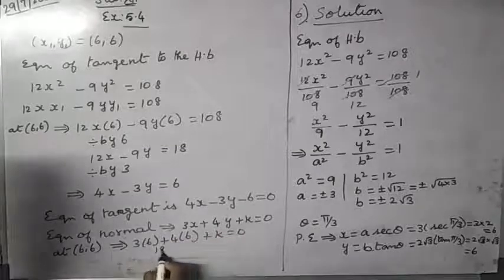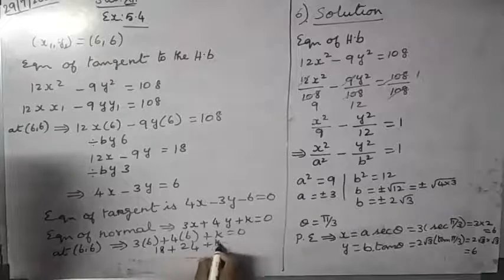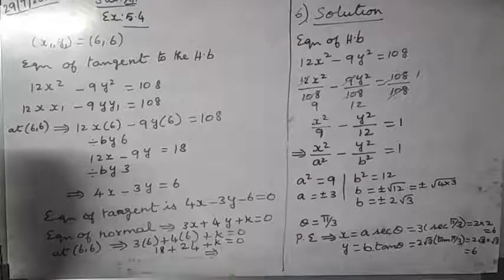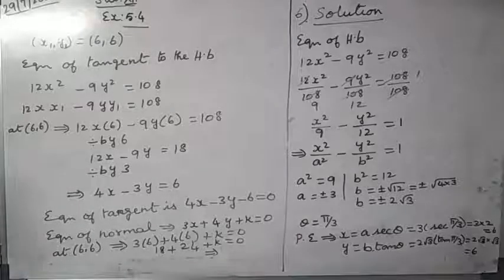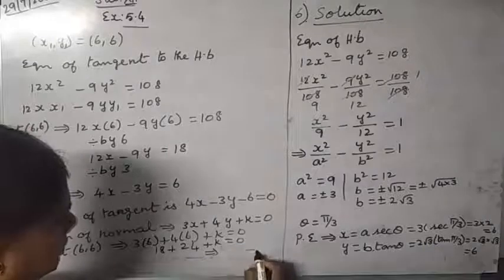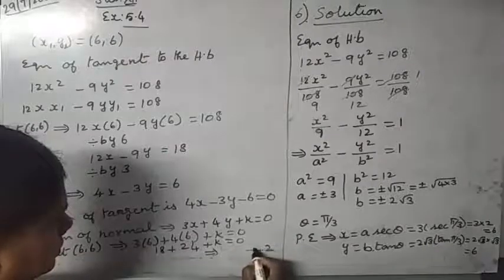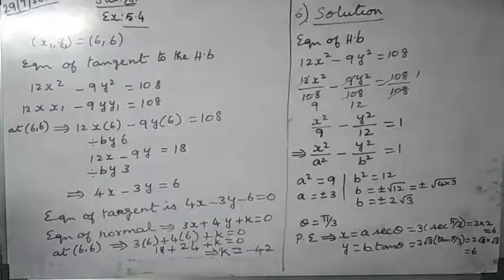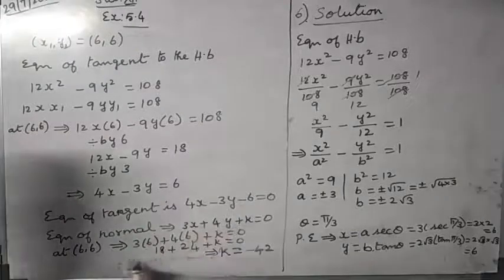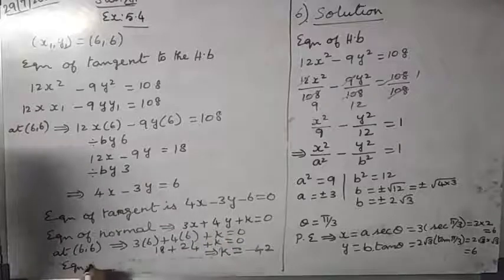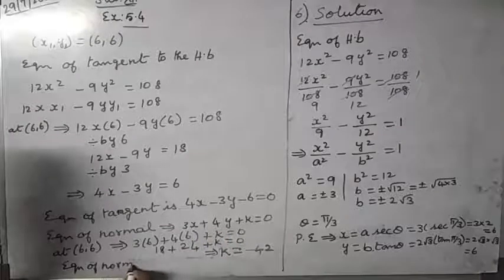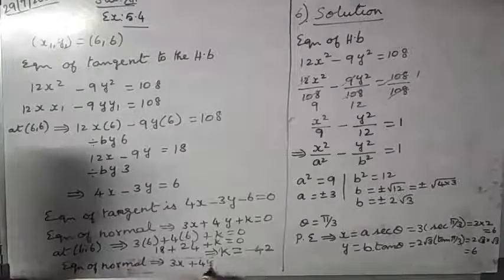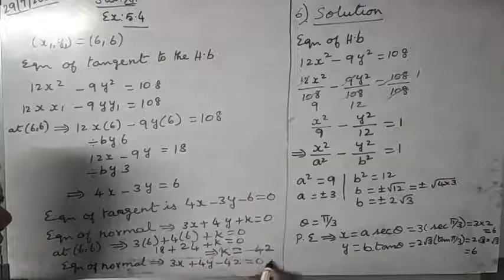So 3 sixes are 18 plus 24 plus k equal to 0, which implies k equal to 18 plus 24 is 42. If I bring the value here, minus 42. So k is equal to minus 42. If I substitute here, I will get the equation of normal, which is 3x plus 4y minus 42 is equal to 0.